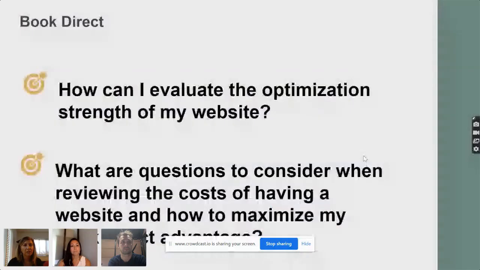So first question here, how can I evaluate the optimization strength of my website, that kind of SEO, and is my site good enough? And with that, maybe we'll start with you, Monique, again.